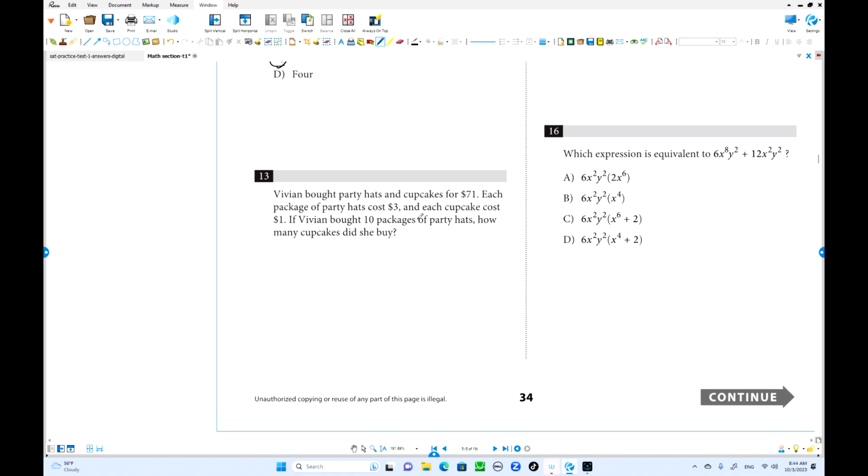Number 13. Vivian bought party hats and cupcakes for $70. The total amount is 70. Each package of party hats is $3, and each cupcake is $1. She bought 10 packages of party hats, so she spent $30 on this. So how many cupcakes? 71 minus $30 is $41. So x equals 41.